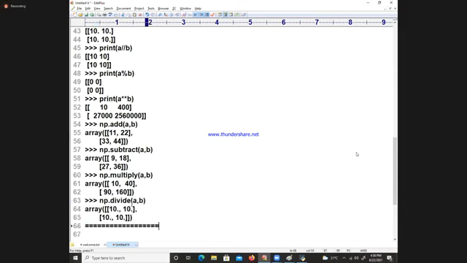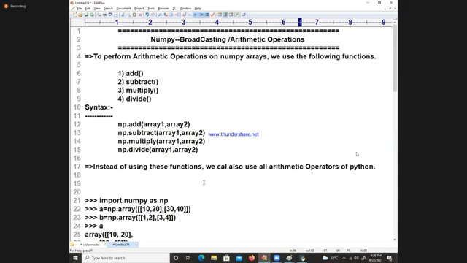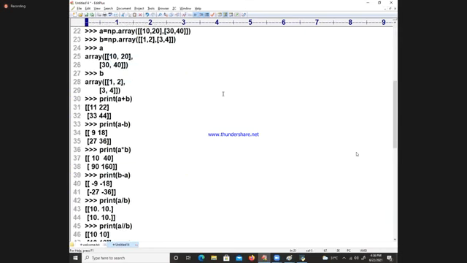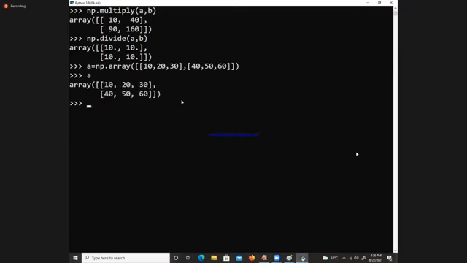Any difficulty, guys? No, sir, very easy. Now see here, one more thing I want to go for. Take one array, a: 10, 20, 30, 40, and then 30, 40, 50, 60. These are the elements.